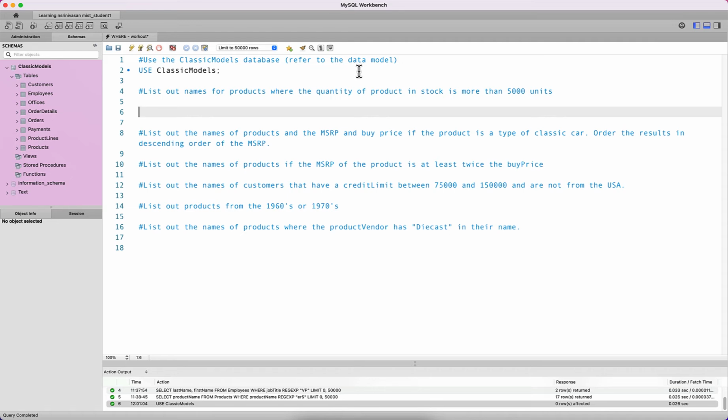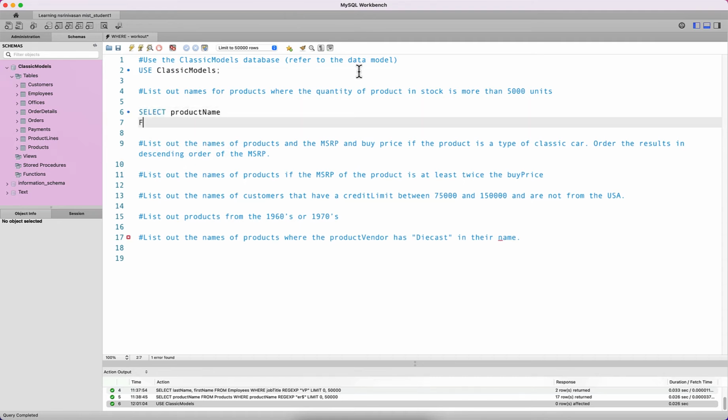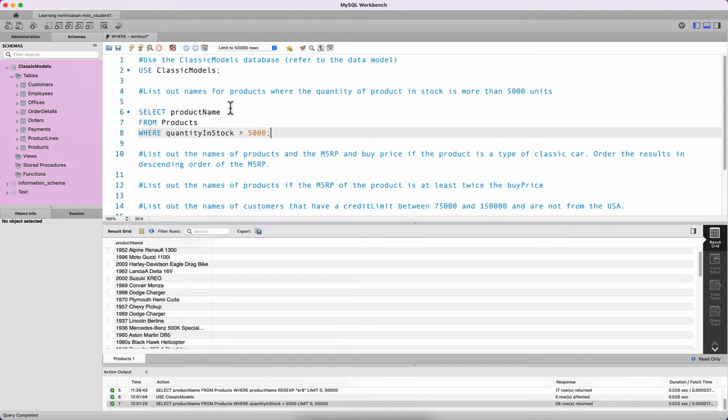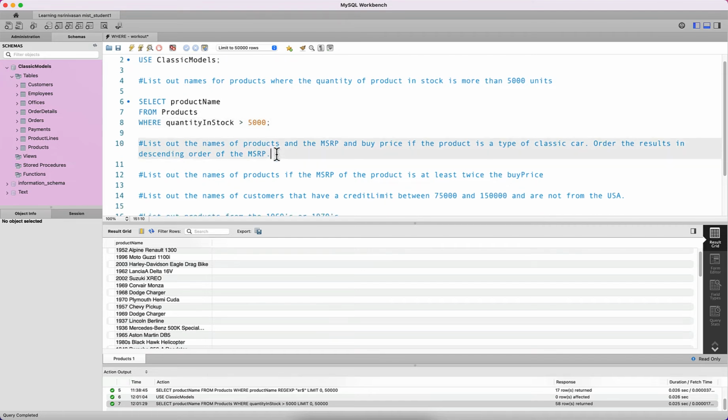The first query asks for the names of products where the quantity of product in stock is more than 5,000 units. So in this case, I want to select product name from products where quantity in stock, which is a column in the table products, is more than 5,000. This gives us 58 rows, 58 products where the quantity in stock is more than 5,000.